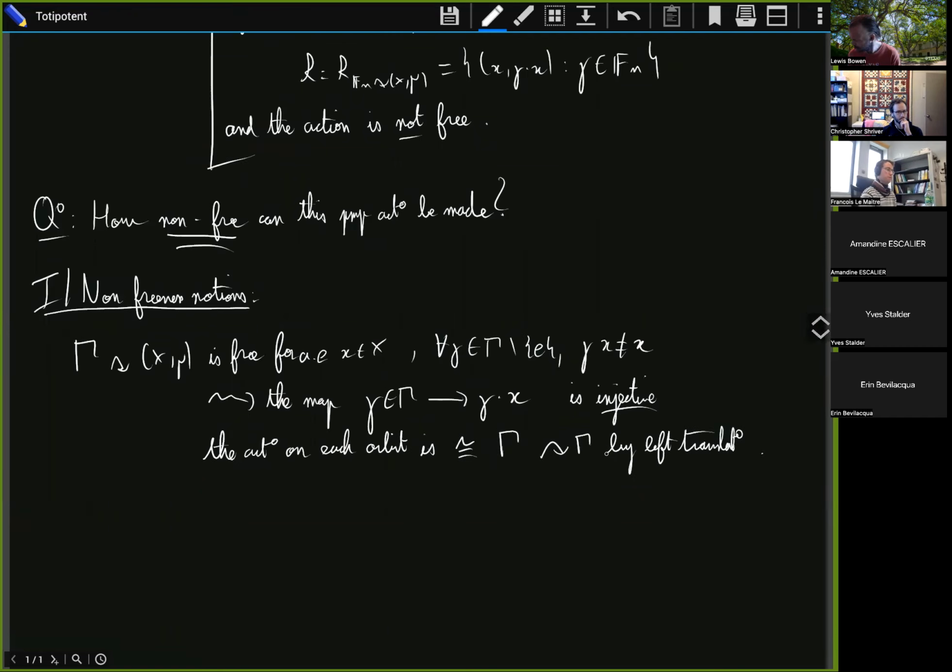So the main point of most of the non-freeness notions that I will describe is to actually look at the action on each orbit and ask that it is somehow far from being free. So here is the first notion. One way, or maybe the first way, of being non-free: you just note that Fn is not amenable.